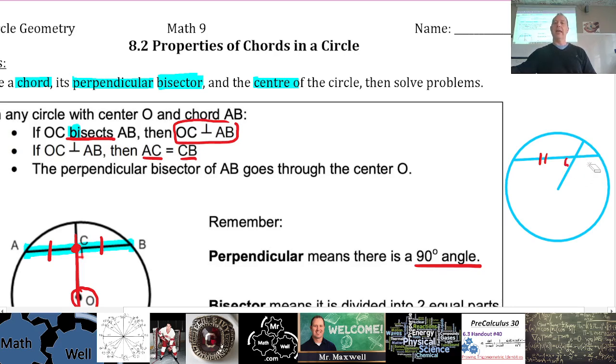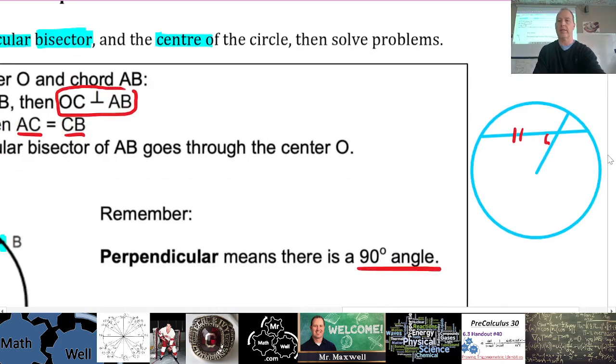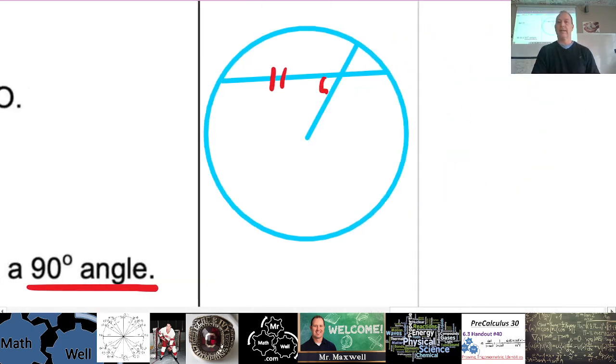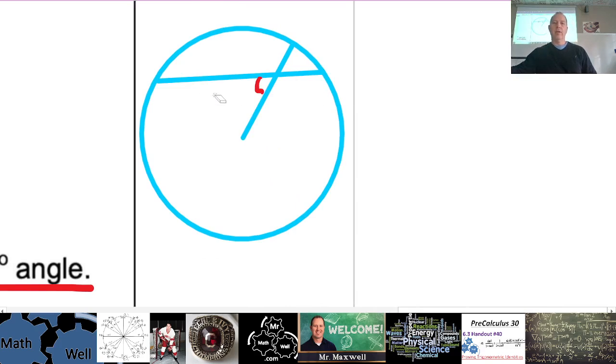So how could I ensure, whoops, I'm trying to erase just the parts I want to erase. So how do you think I could ensure that these two segments of the chord are equal? What should I consider doing with this radius? So I want this part of the chord and this part of the chord to be equal. What do I need to do? I need to make sure that what happens?